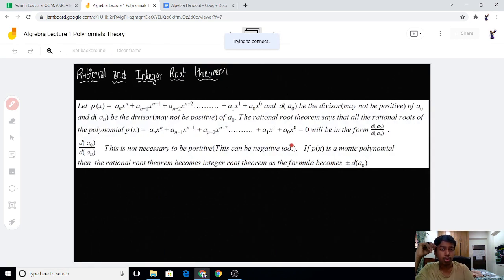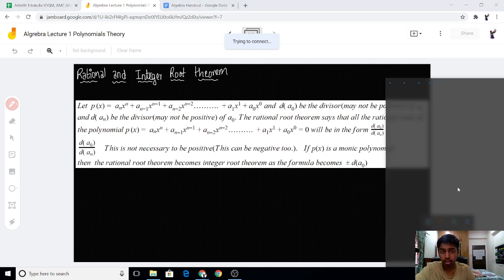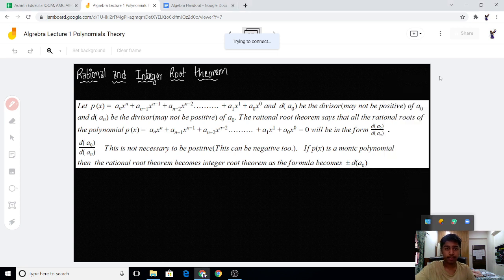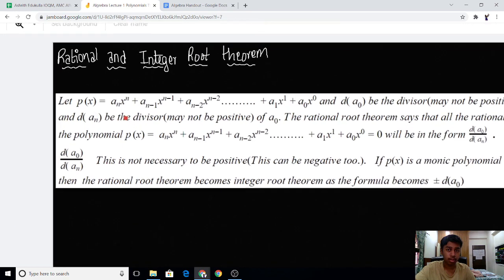So now let us go to rational and irrational root theorem. Oh, one second guys, there's an issue. Fine. Yeah, fine. So let me go to rational and irrational root theorem.